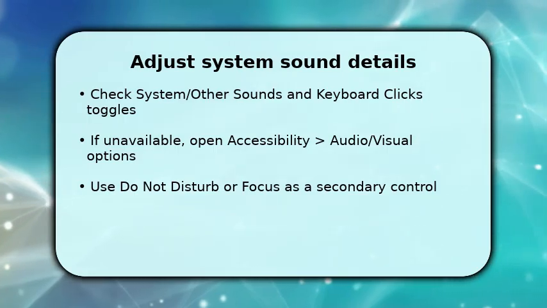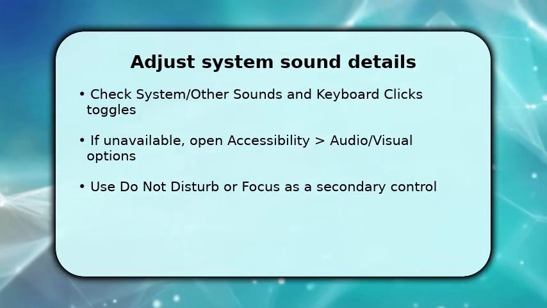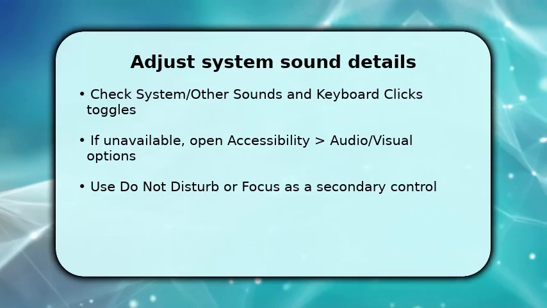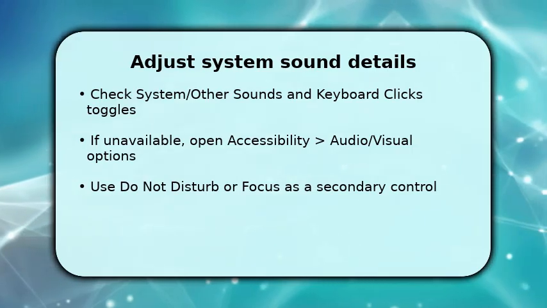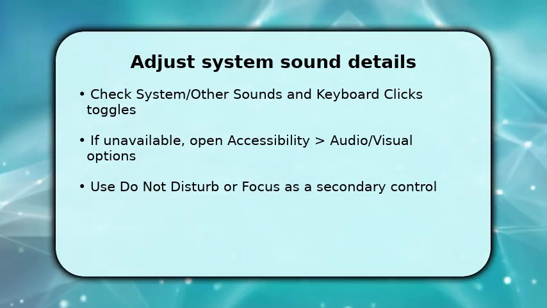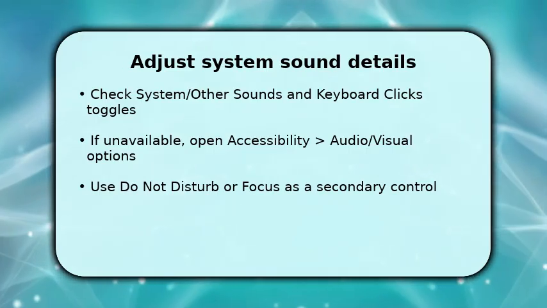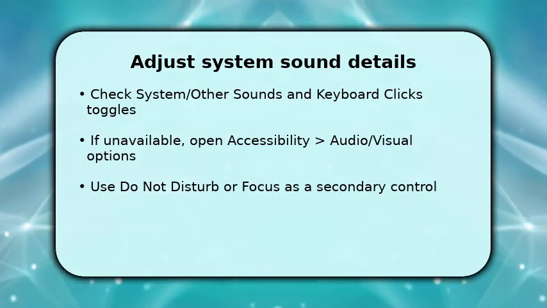If the lock sound option is missing, go to Accessibility Audio/Visual because some manufacturers bury system tones there. Also configure Do Not Disturb or a focus profile to suppress sounds temporarily. This is useful when the OS lacks a direct lock sound toggle. Finish by locking the device and listening for silence.